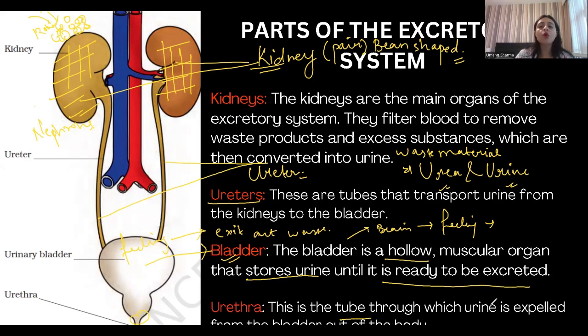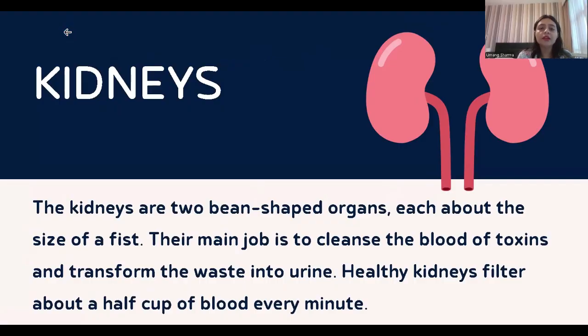Okay, so this is all about the parts of the excretory system, which comprise the kidney, ureter, bladder, and urethra. Let's see more about the kidneys. What are kidneys? The kidneys are two bean-shaped organs, each about the size of a fist. Their main job is to cleanse the blood of toxins and transform the waste into urine.